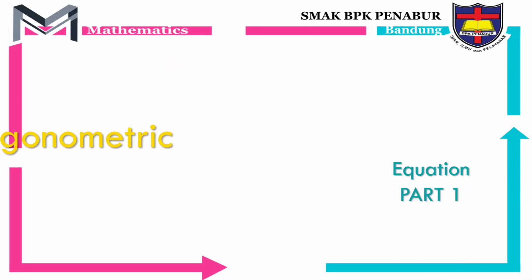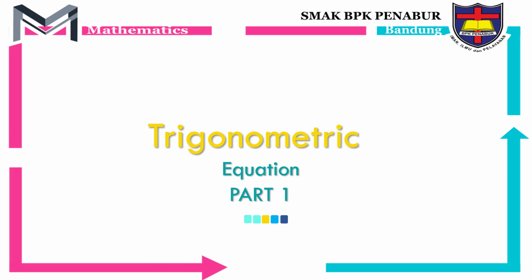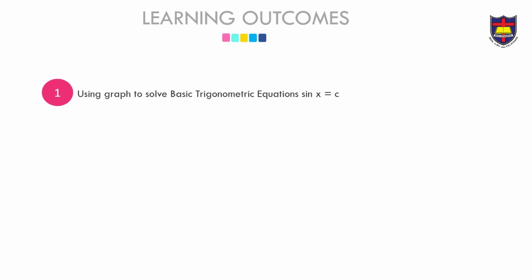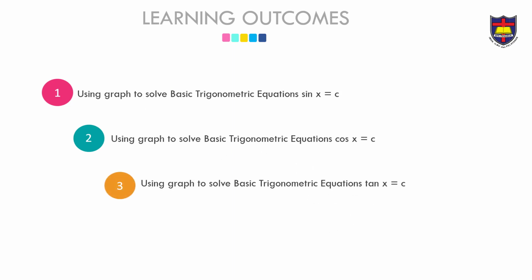Today we will learn about trigonometric equations, and this is the first part. First we will learn the simplest trigonometric equation, sin x equals c. After that, we will also learn the trigonometric equations cos x equals c and tan x equals c. Those three basic equations will always be used when we simplify or reduce any further trigonometric equation. Okay, let's get started.